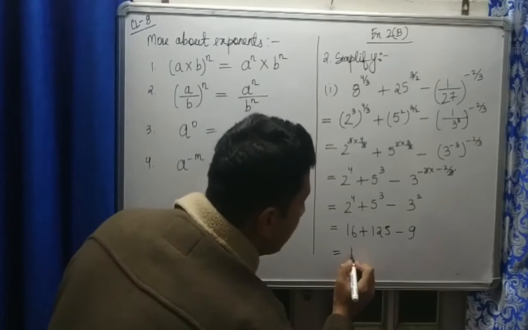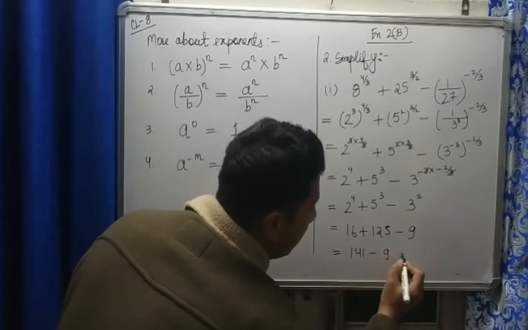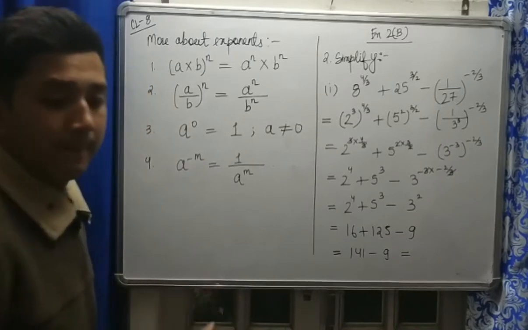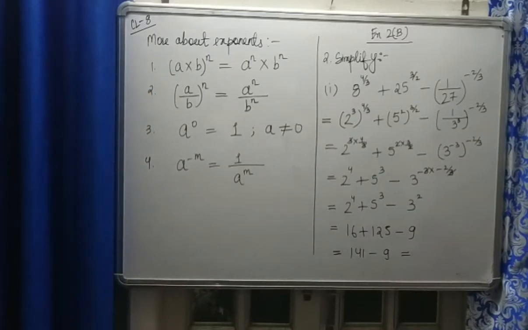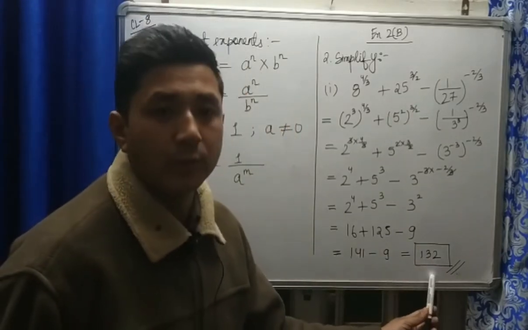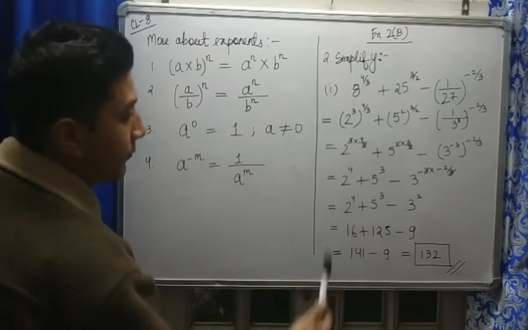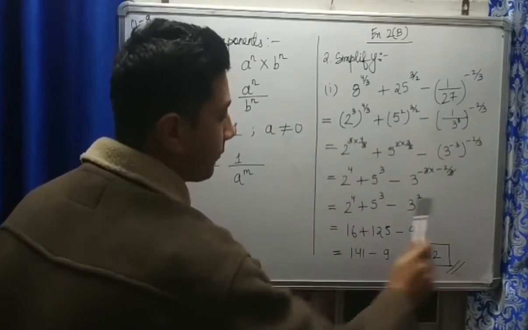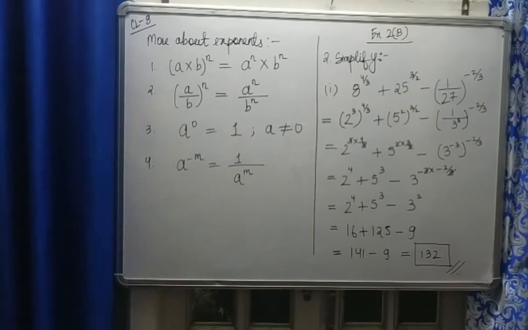This will be 141 minus 9, which equals 132. So hence this is question number 2 part 1. Please do follow line by line, and then complete this. Pause the video and note it down.